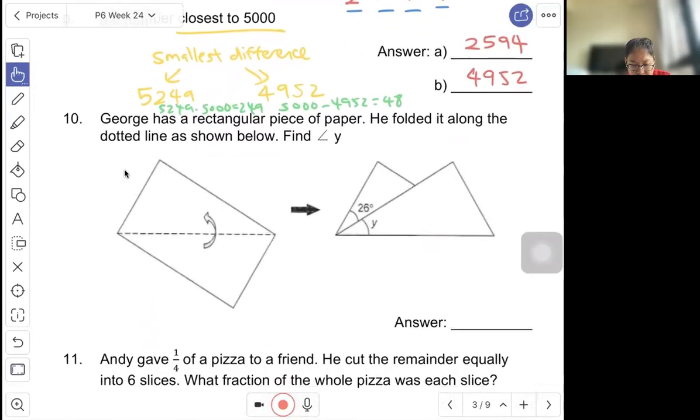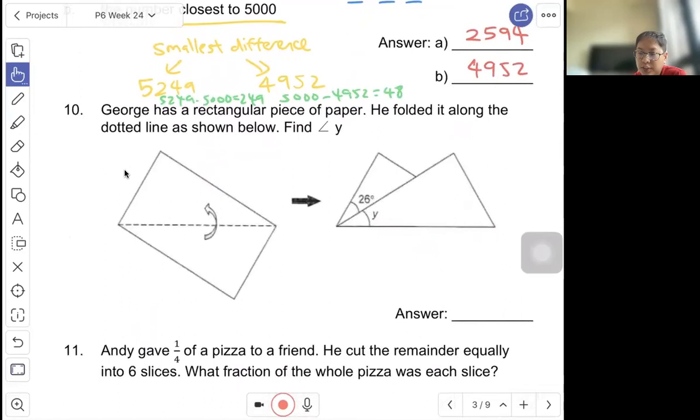Question 10. Mr. Tan gives you 1 minute to do question 10.